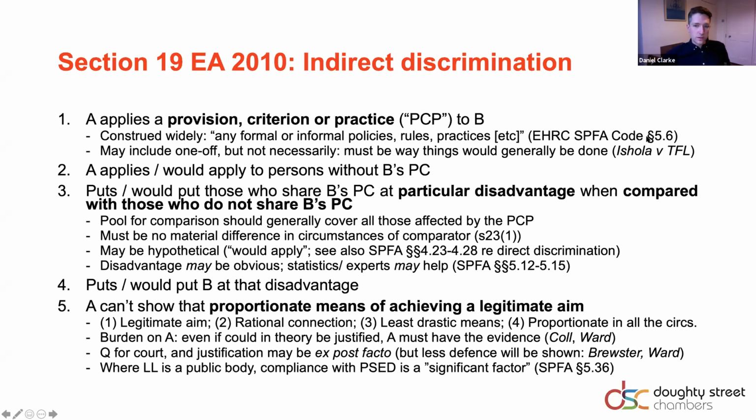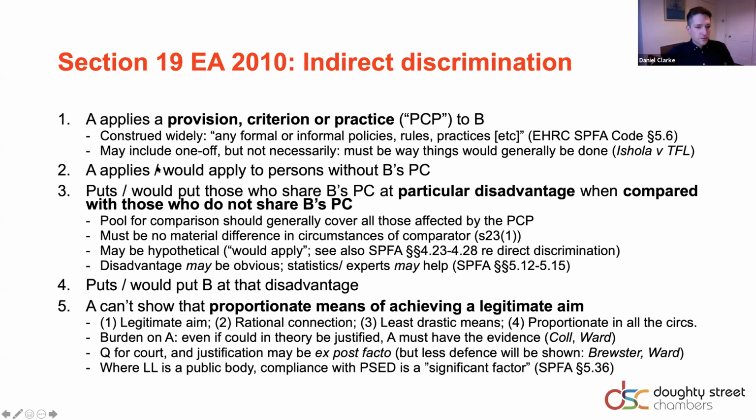The code says that a PCP is to be construed widely to include any formal or informal policies, rules, practices, etc. But it's important to note the recent case of Ishola and Transport for London, which said that although a PCP can be a one-off decision, that doesn't mean that any one-off decision will automatically be a PCP. The dividing line is that the decision has to reflect the way that things would generally be done. If it's truly one-off and not indicative of a position more generally, then the case might fall short on that requirement.